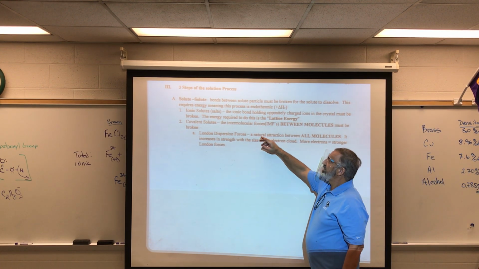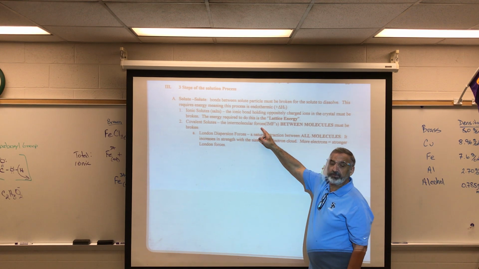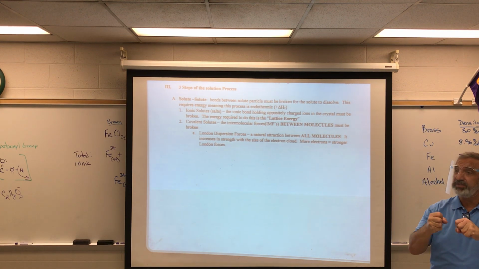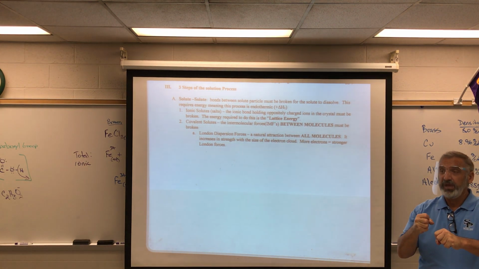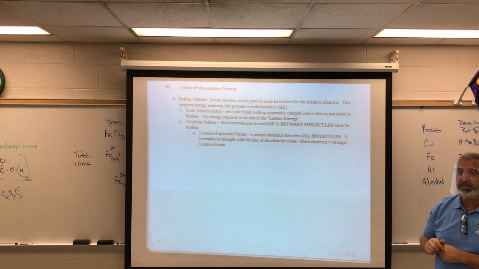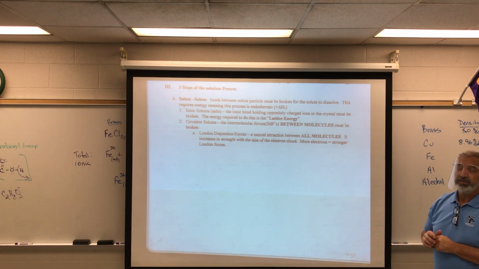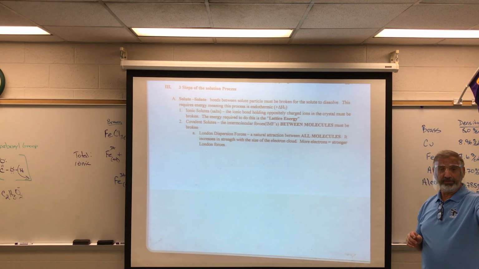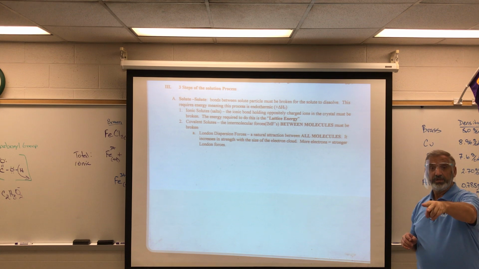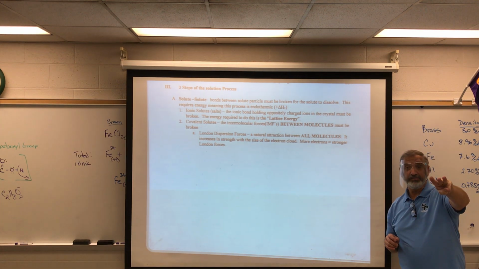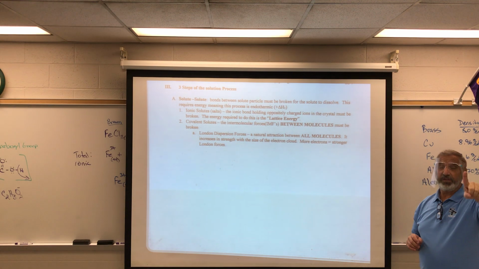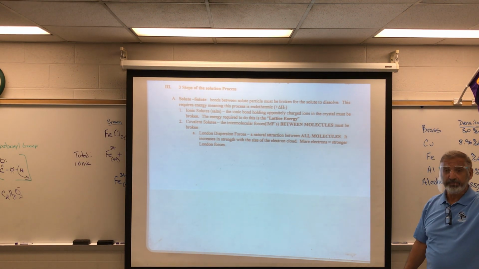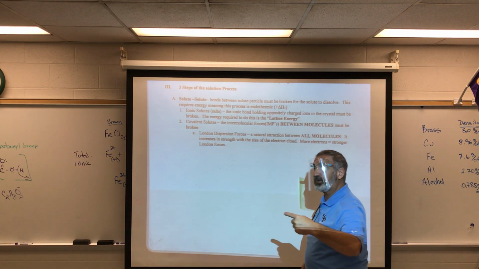Now, if it's a covalent substance, we have to break the intermolecular forces, the IMFs, because it's molecule held to molecule. And we have 3 IMFs. Now I have the first one up there, London dispersion forces. Does anybody remember the other 2? Dipole. Hydrogen bonds. Okay? So we have London, dipole, and hydrogen bonds. Now they kind of increase in strength.